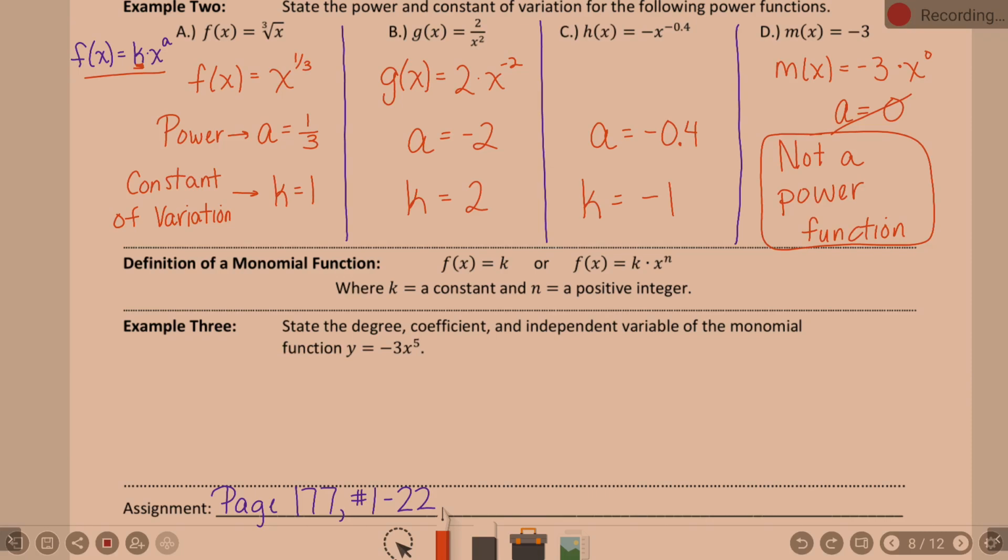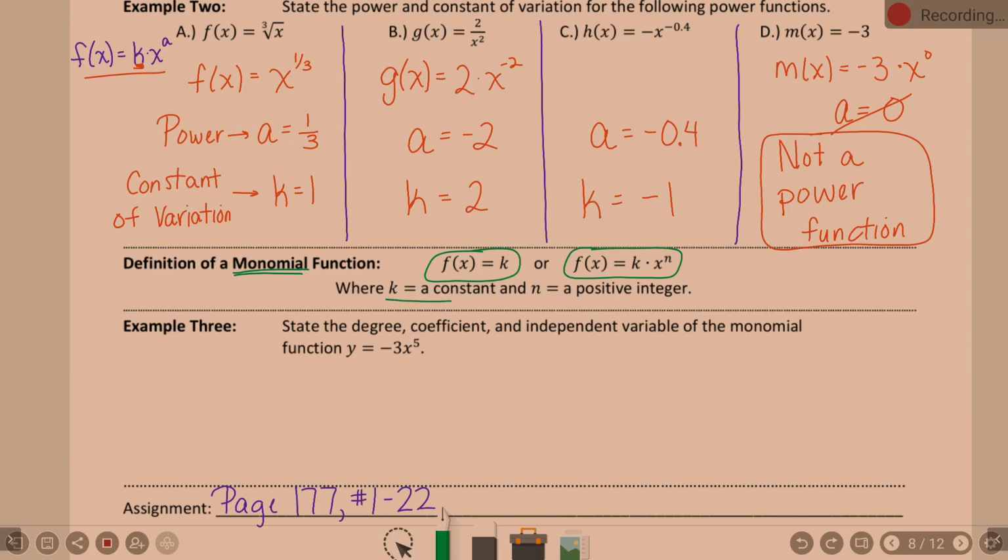Because now we're going to compare that with a monomial function. Okay? A monomial function is very similar, but it has just slight differences. A monomial function is defined to be either f of x equals k or f of x equals k times x to the n. Those are your two options there. Probably the more generic one to remember is k times x to the n. That's very similar to our power function, isn't it? It was k times x to the a, this is k times x to the n. What you have to pay attention to are the definitions.